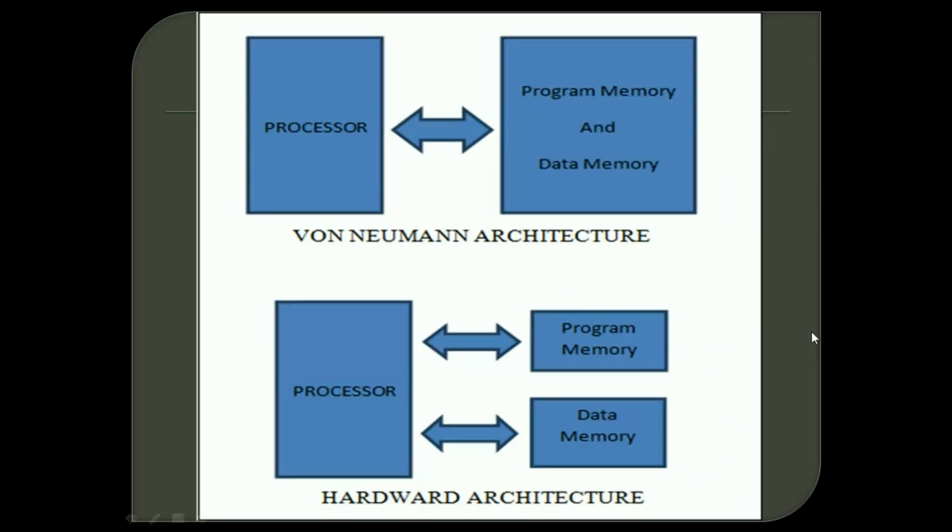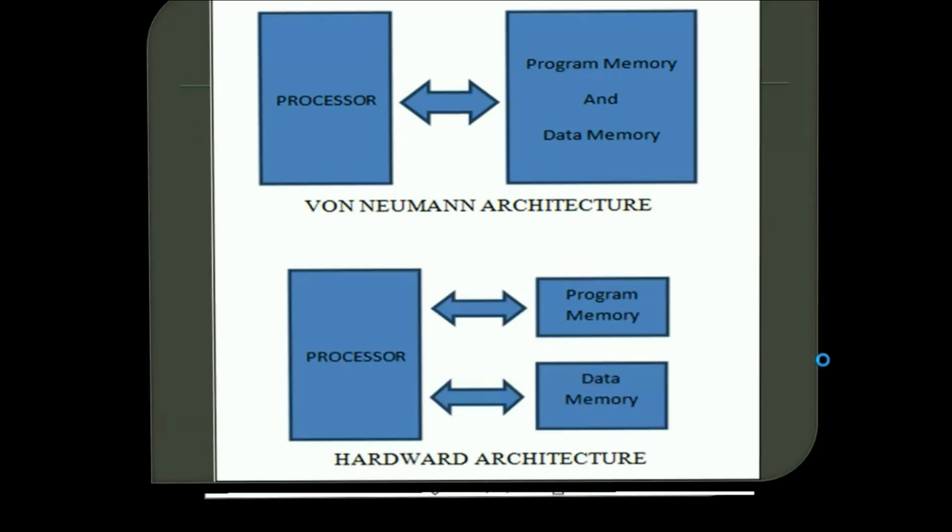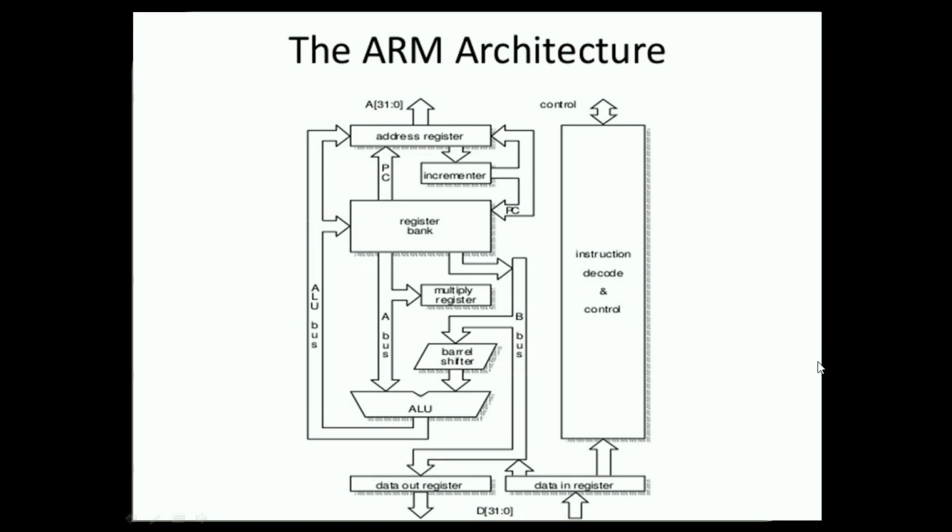Before going to the architecture of ARM, let us see what is Von Neumann architecture and Harvard architecture. In the Von Neumann architecture, the program memory and data memory are the same. And in Harvard architecture, the program memory and the data memory are separate. This is the main difference between these two architectures. Now we will see the ARM architecture.